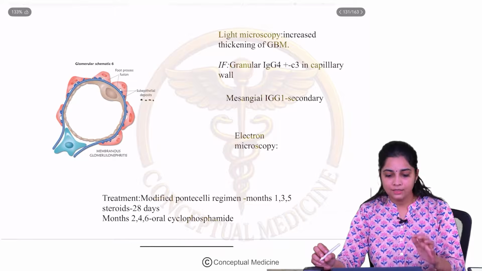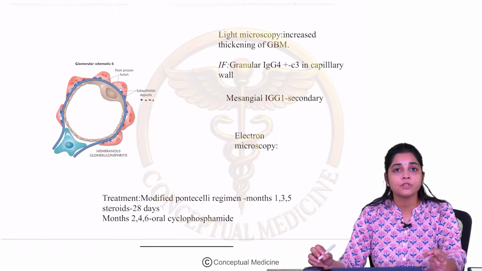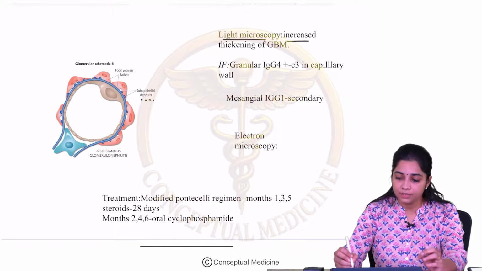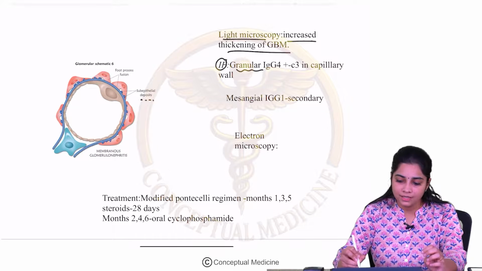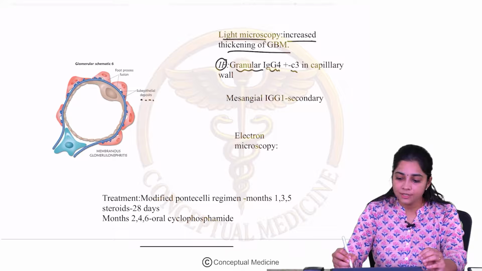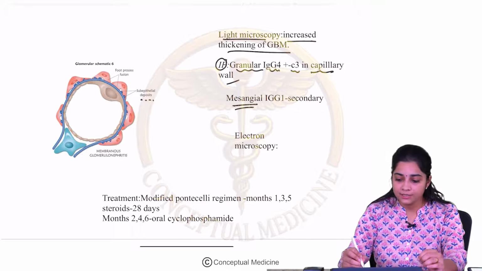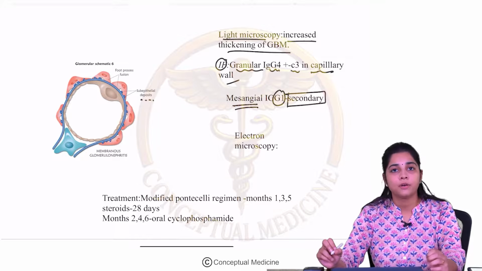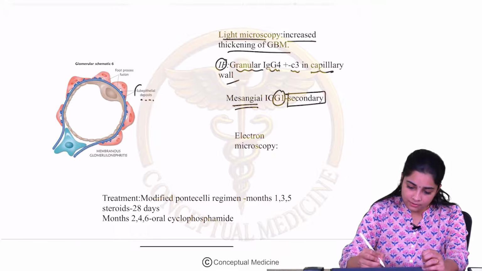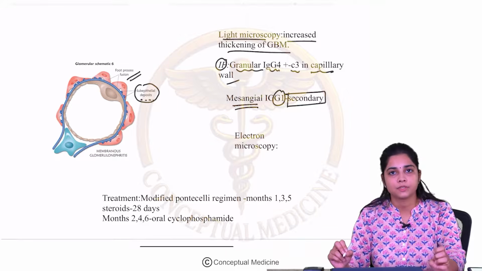Now, let us understand the microscopic findings of membranous nephropathy. The microscopic findings include light microscopy: you can have increased thickening of the glomerular basement membrane. Your immunofluorescence is again a granular pattern of IgG and C3, IgG4 and C3 in your capillary wall. If there are mesangial deposits, it's usually of IgG1, and if mesangial deposits are present, it points more towards secondary membranous nephropathy. In the electron microscopy, you will have subepithelial deposits, and sometimes there can be fusion of the foot processes as well.